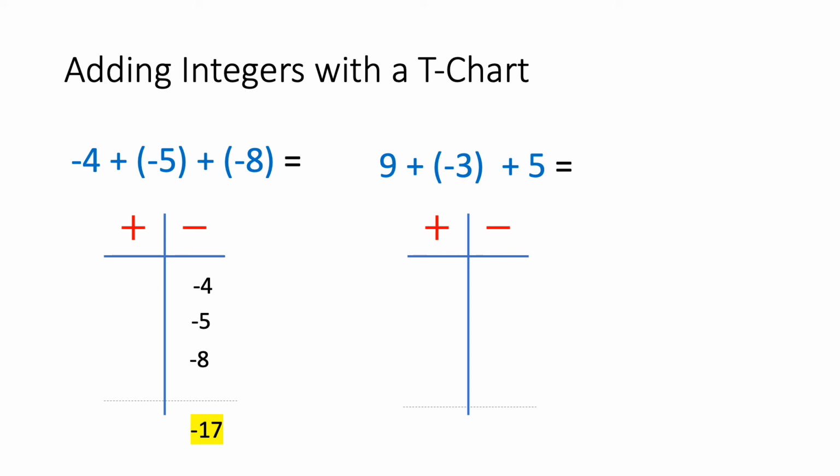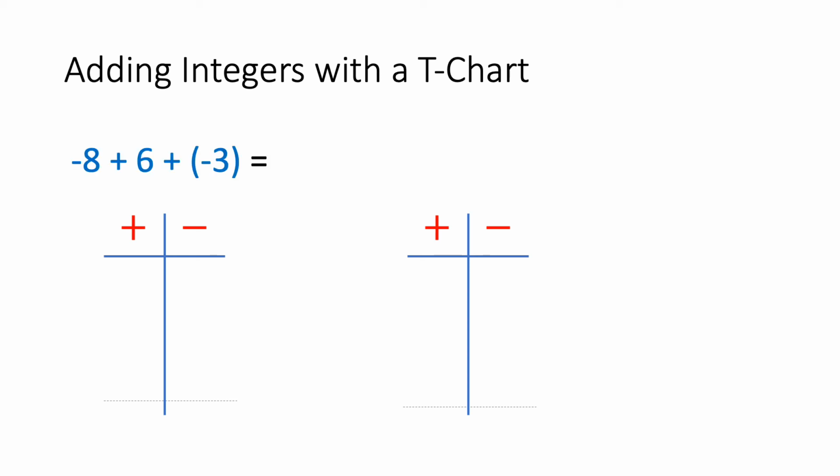In this example, we're going to put a 9 on the positive side, a -3 on the negative side, and a 5 on the positive side. When we do that, now we're going to add the positives and we get 14. Bring down the negative, -3, and the answer is 11.